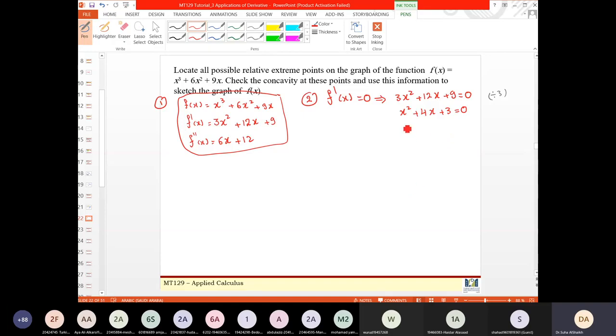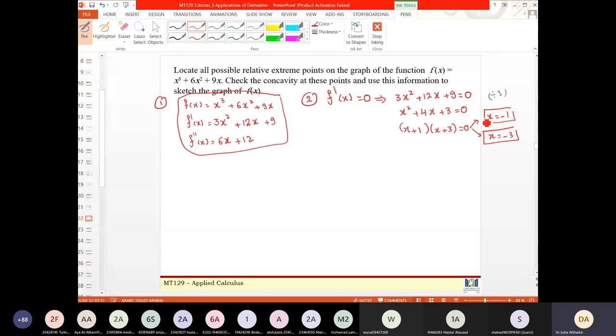Okay, so let's factorize this now. We factorize it into x times x and we factorize the 3 into 3 times 1, equal to 0. This will give me 2 points. The first point is x equals minus 1. The second point is x equal to minus 3. We got our 2 points. Those points are going to be critical points.